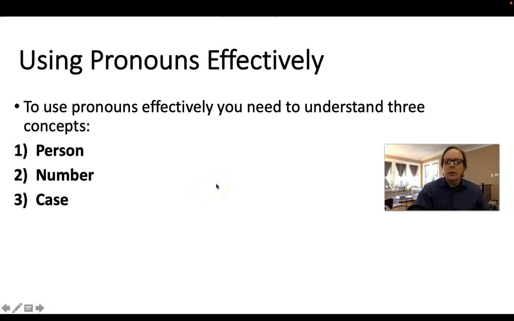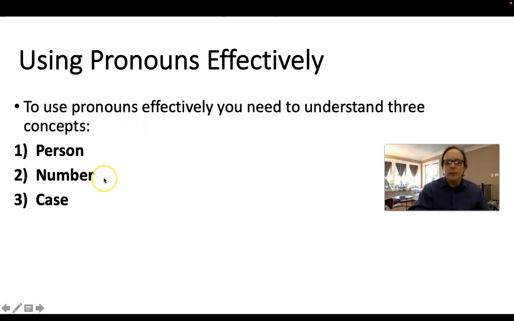Let's take a quick look at what you need to do to use pronouns effectively. First of all, you need to understand the person. We've talked about this quite a bit in the class when we talked about the short stories we were reading. Some of them are written in first person, right? That's I, me, we, from my perspective. The second person is you, and the third person is he, she, it. When you're using pronouns, you don't want to switch from first person to third person. That can be very confusing to the reader.